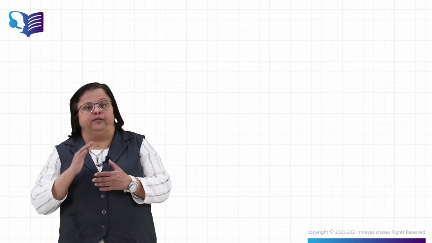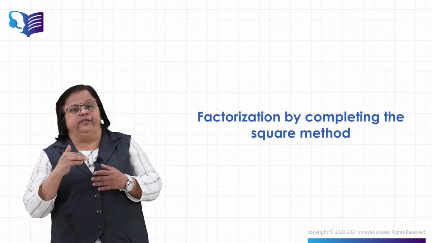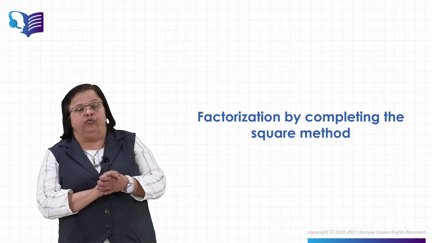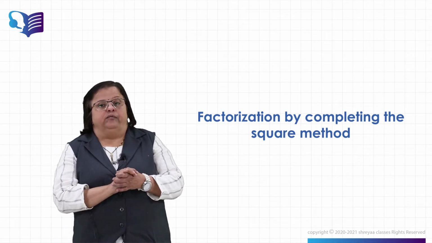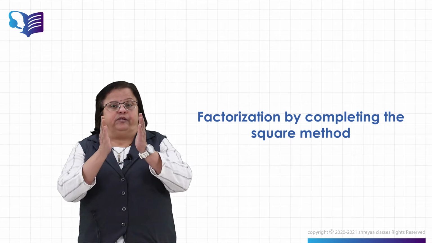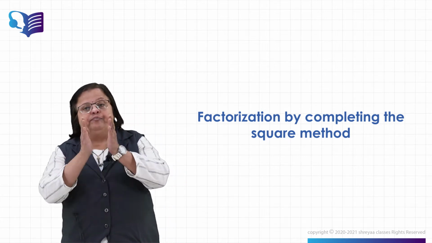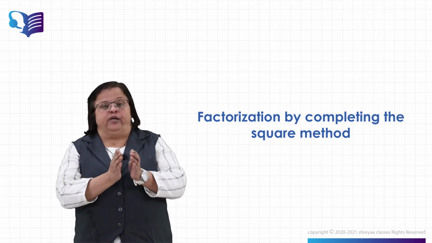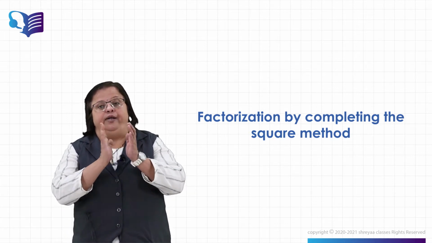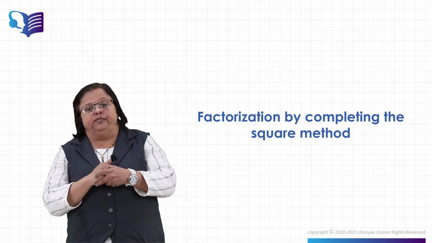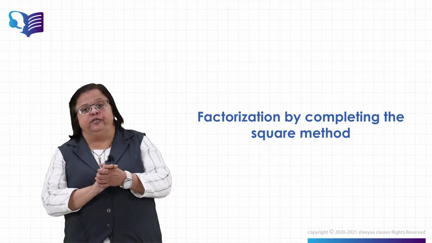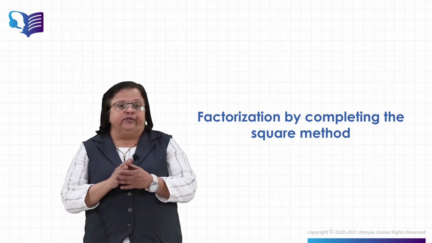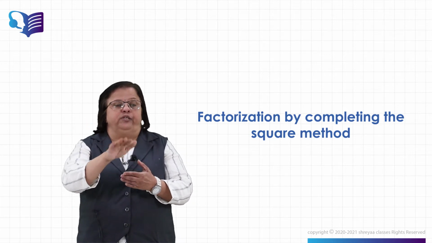way or second method of how to factorize: factorization by completing the square method. By the name only you can understand, completing the square method means you have to convert that quadratic equation into the form of an identity. What is an identity? You have learnt in 7th standard, 8th standard, (a plus b) whole square, (a minus b) whole square. So you have to use that concept over here.